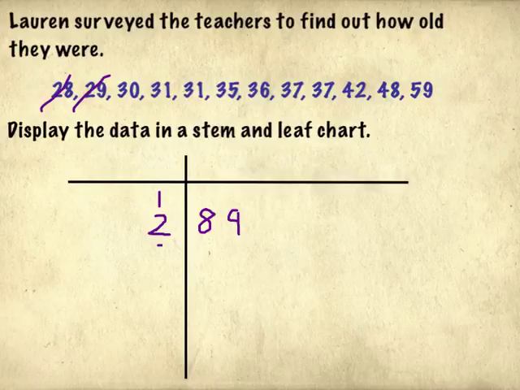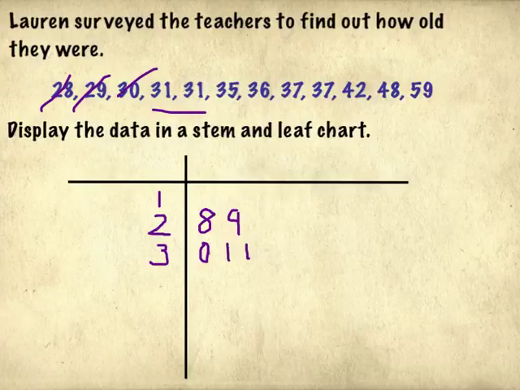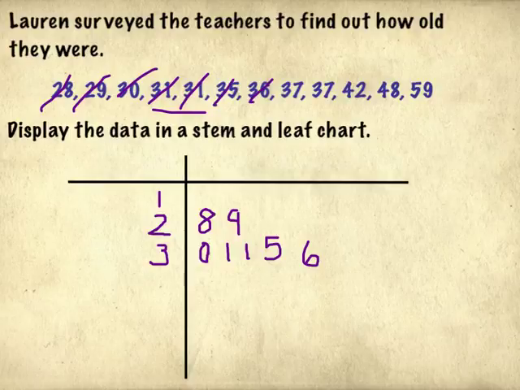So I have a 30-year-old, so that's a 0, and 2 31-year-olds. So I'm going to put the 1 twice because I have 2 31-year-olds, so I need 2 ones. A 35-year-old, a 36-year-old, 2 37-year-olds, so I need to put 2 sevens. And I'm done with my 30s.